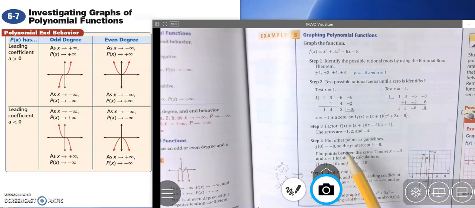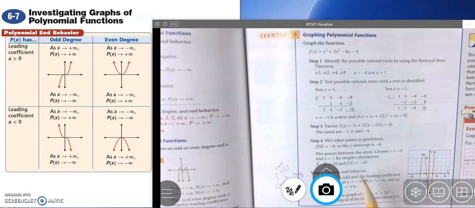Step 4 says plot other points as guidelines. We're just going to pick points in between these. So they pick 0, and when you substitute 0 in for x up here, you solve and you get -8. That ends up being my y-intercept. So I plot 0, -8, that's my y-intercept. Now I have this point down here.